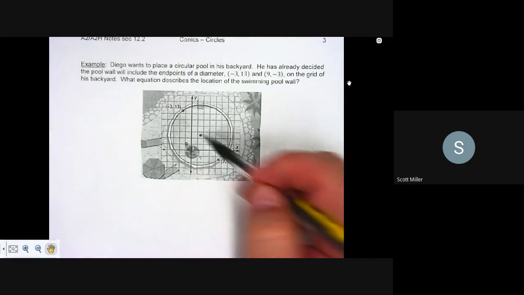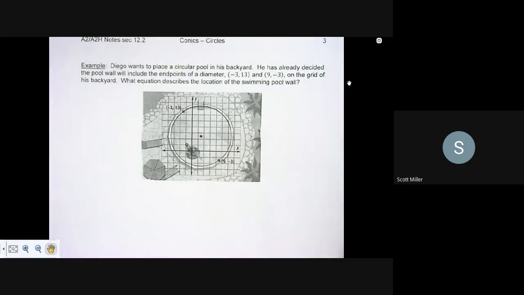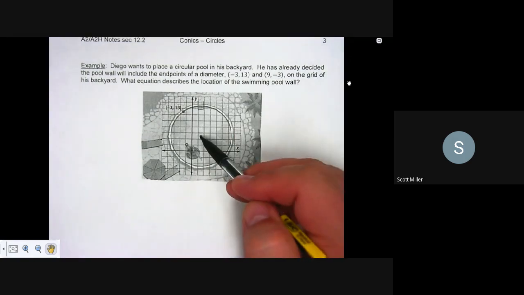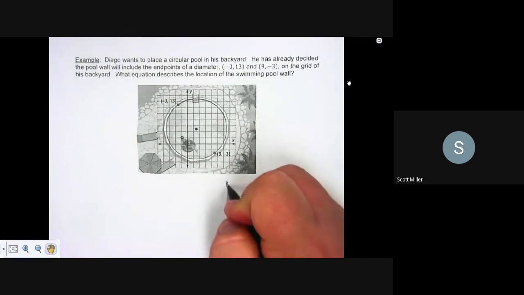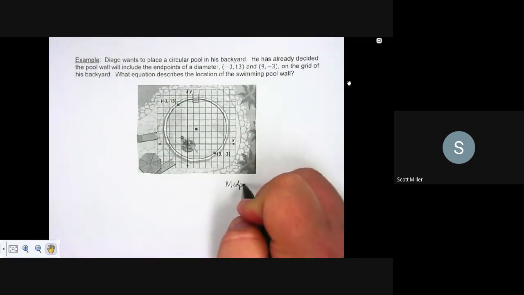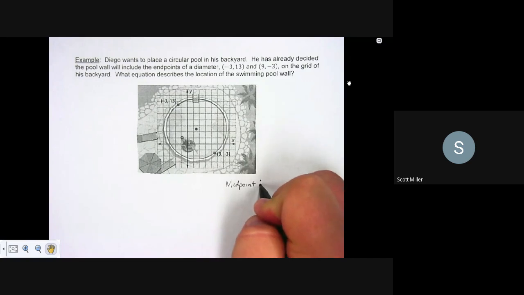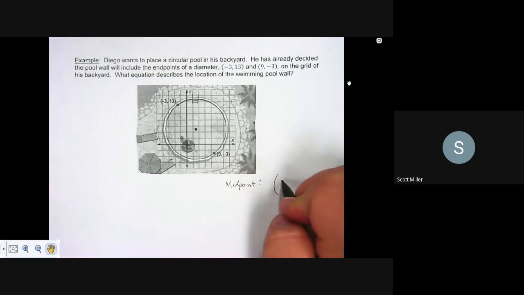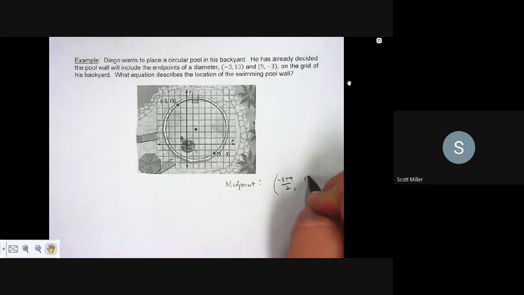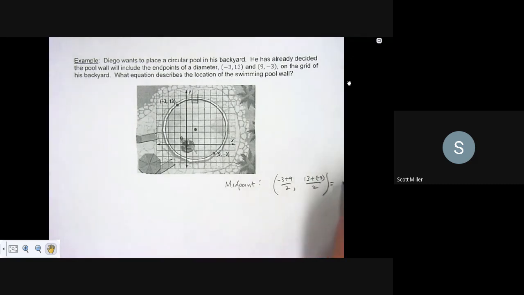And you have the diameter. Remember, a diameter is the longest chord that goes through the center, and it is in the middle of the center. So we need to find the midpoint of that chord. So the midpoint is just simply take the x's, add them together, divide by 2. Take the y's, add those together, divided by 2, and we get the center of the circle, which is at 3, 5.